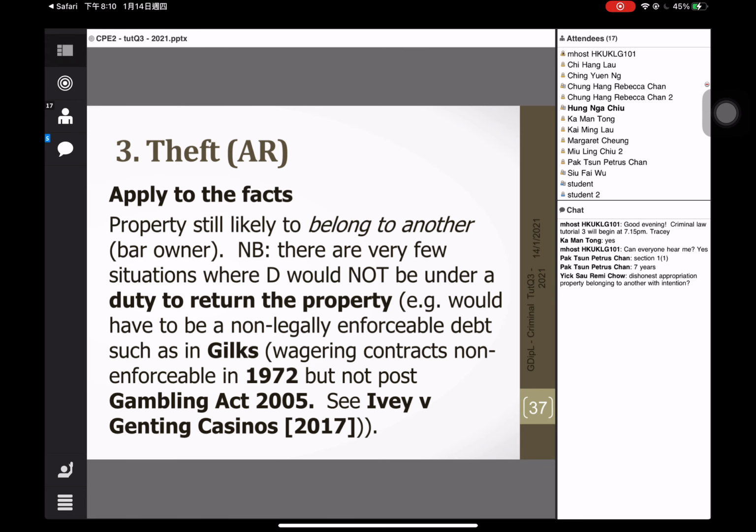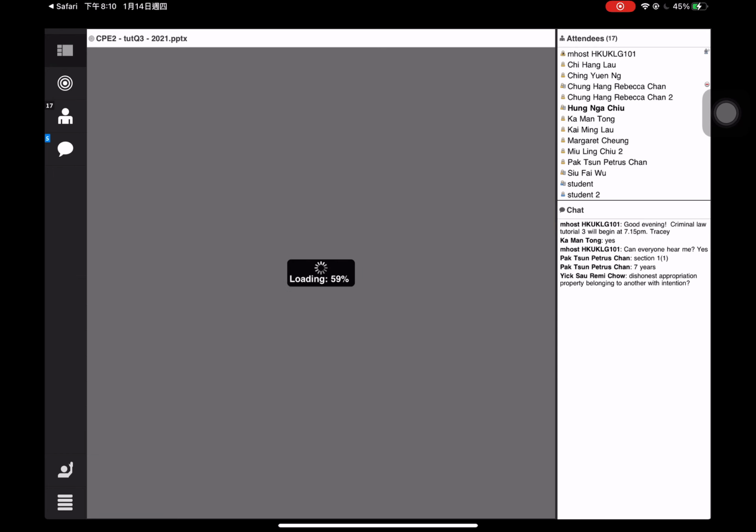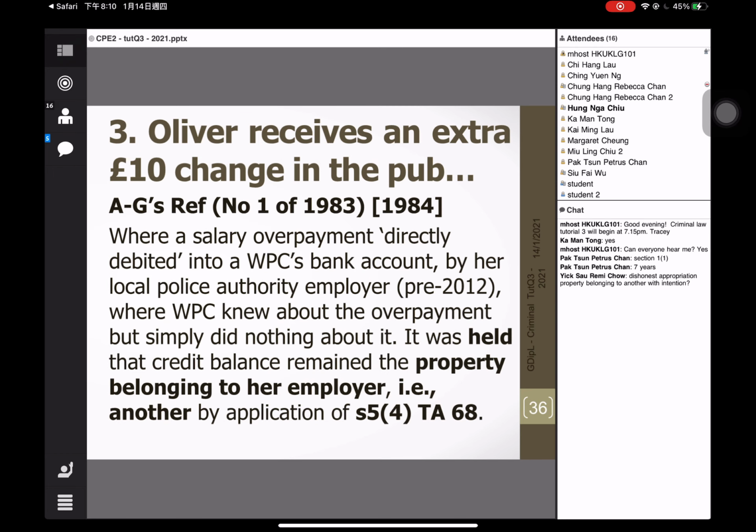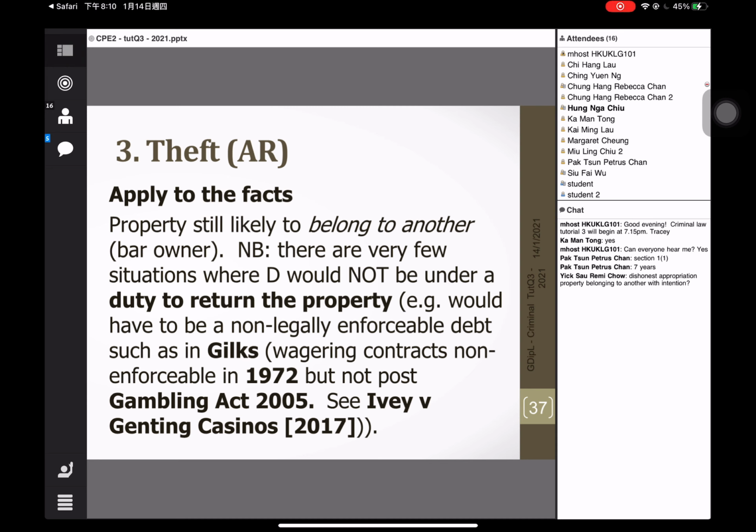So Attorney General's Reference Number 1 of 1983 is the case to apply on that point. So the property is still likely to belong to another, to the bar owner or the barman if it's his bar. And, you know, there'd be very few situations where there was no duty to make restoration. It would only be in cases of non-legally enforceable debts.